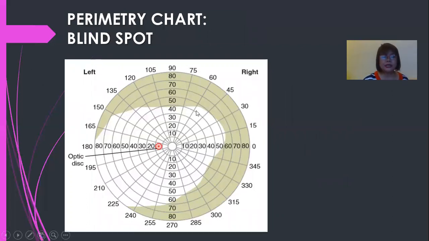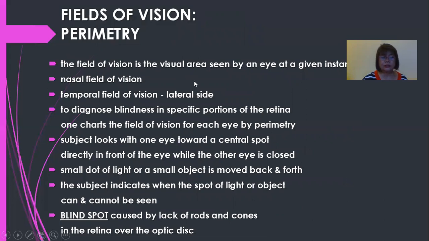The perimetry chart is actually to see where your blind spot is, okay? The field of vision is the visual area seen by an eye at a given instant. So you have the nasal field of vision in the middle and the temporal, lateral side field of vision, to diagnose blindness in specific portions of the retina. So you chart the field of vision for each eye by perimetry.